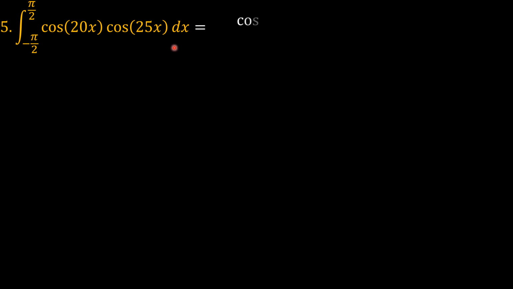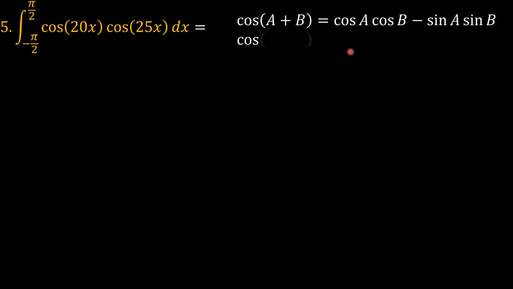Then on to problem number 5, the definite integral from x equals negative pi over 2 to x equals pi over 2 of cosine of 20x times cosine of 25x. Here we will just use these normal trigonometrical identities where cosine of a plus b is equal to cosine a cosine b minus sine a sine b. Cosine of a minus b is the same as cosine a cosine b plus sine a sine b.